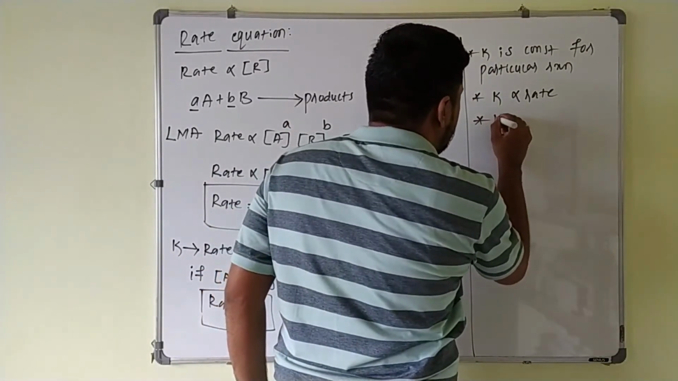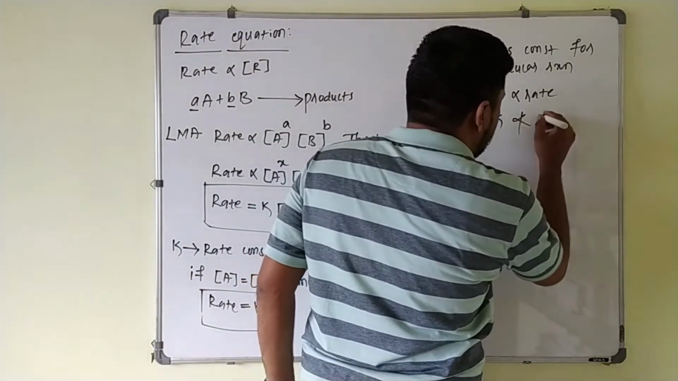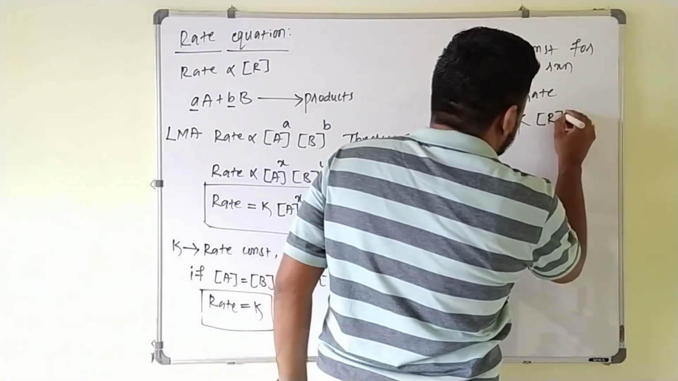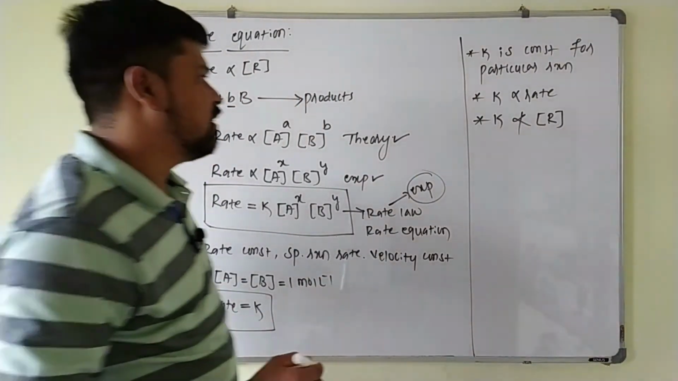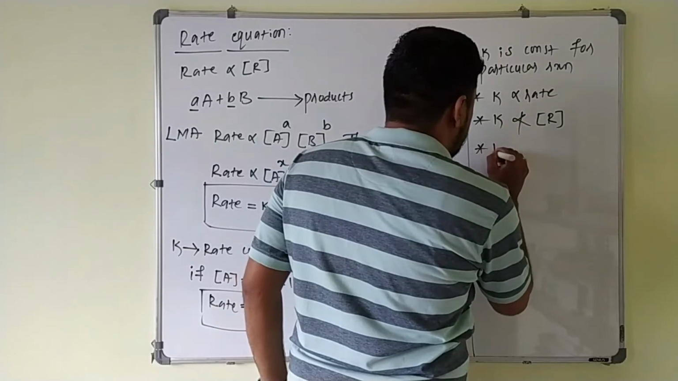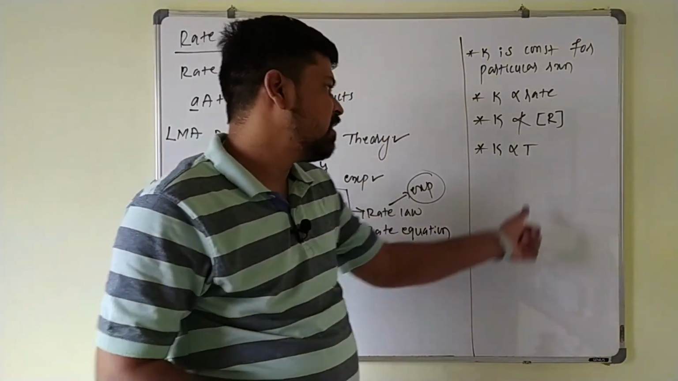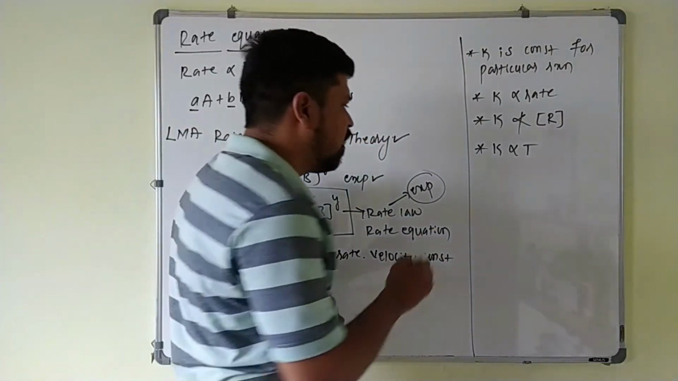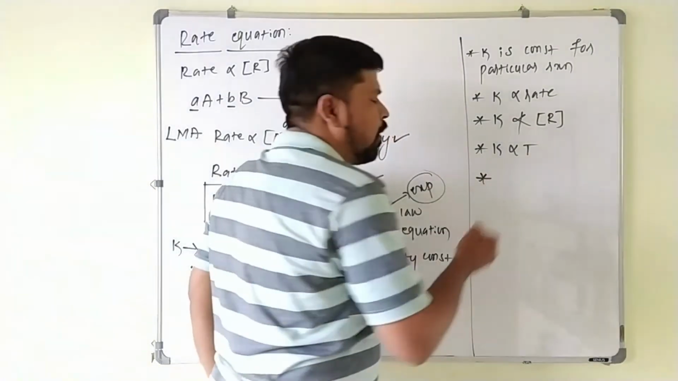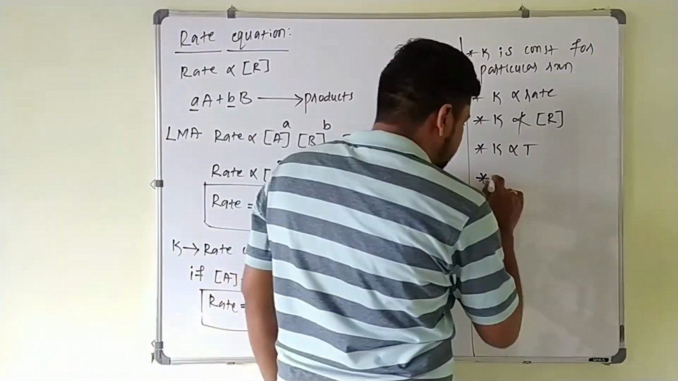Next important point: the rate constant is independent of the molar concentration of the reactants. It does not depend on the molar concentration of the reactants. Next, this rate constant is directly proportional to temperature. As temperature increases, the rate constant of the reaction also increases. The units of this K depend on the order of the reaction, which we will be discussing in the next class.